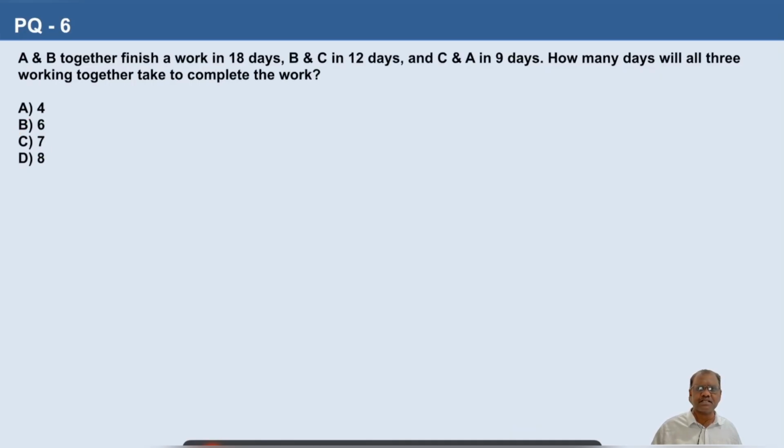Question number 6. A and B together finish a work in 18 days. B and C in 12 days and C and A in 9 days. How many days will all the three working together take to complete the work? So write down the same headings. Time into rate is equals to work.